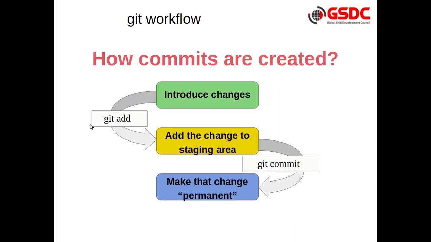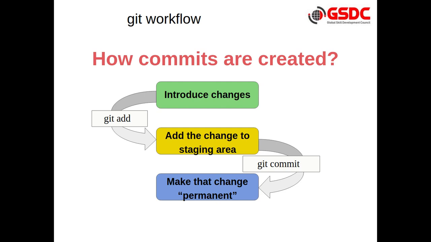Now how are commits created, or what is the typical workflow? What happens in the project is we introduce some changes. Whatever changes we have done, with the help of the git add command we add those changes. When we do git add, the changes are not directly pushed to the remote repository. The changes will only be added into the staging area. Staging area is nothing but our local repository.